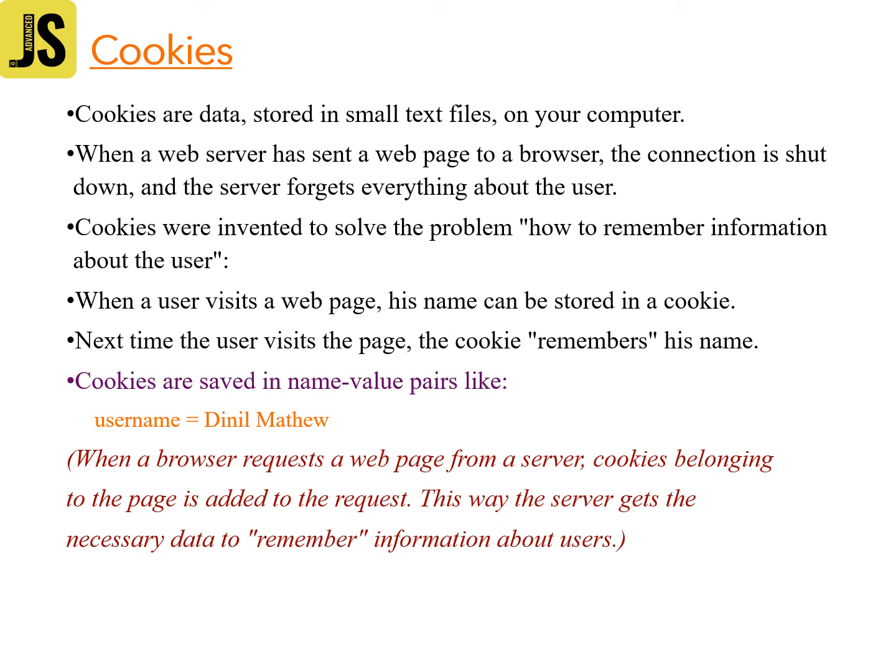So when a user visits a web page, his name can be stored in a cookie. Next time the user visits the page, the cookie remembers his name. And cookies are saved in name value pairs, like username is equal to Daniel Matthew.